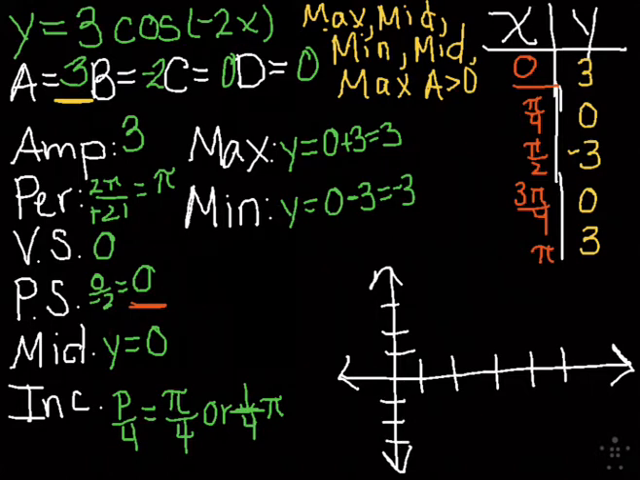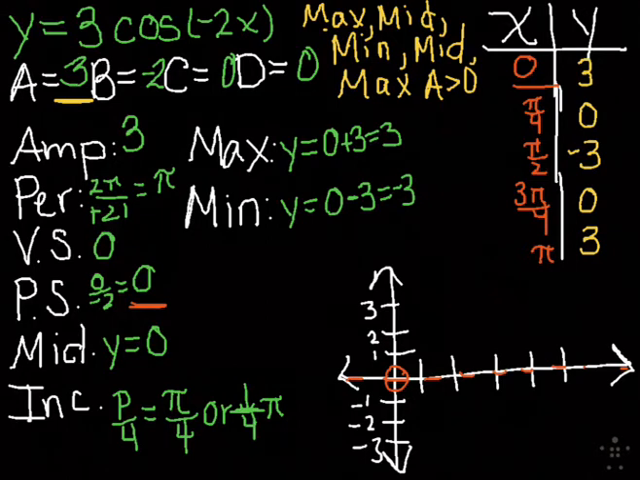So I draw my midline, going through 0. Then I go 1, 2, 3, then negative 1, negative 2, negative 3. And remember, our values that go on the x-axis are the numbers that are in the x column. So 0, pi over 4, pi over 2, 3 pi over 4, and pi.